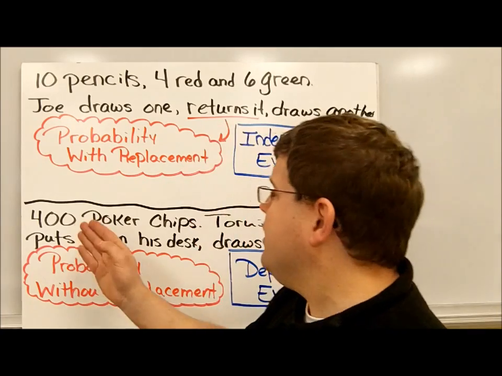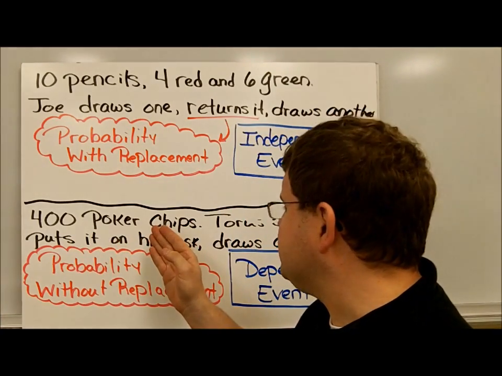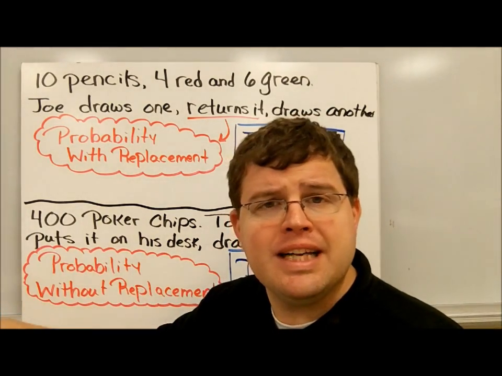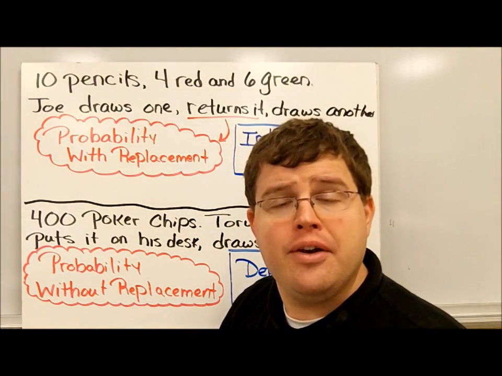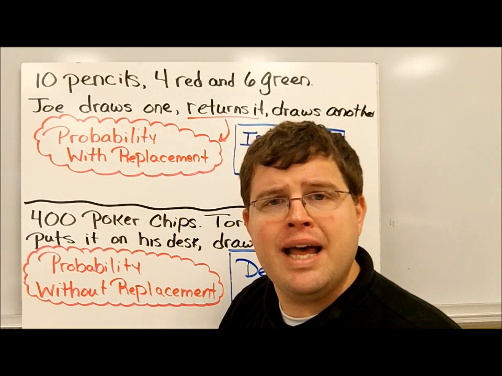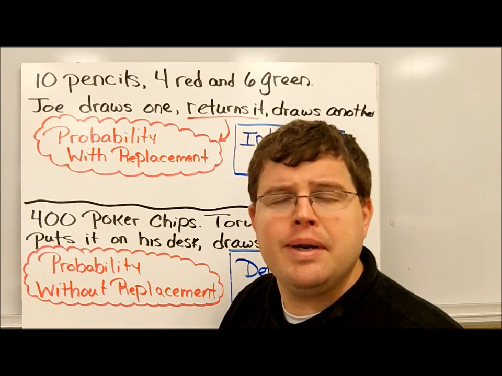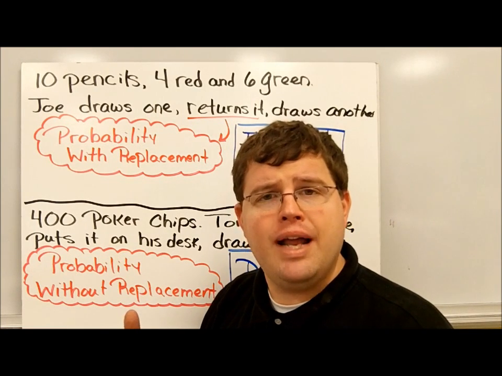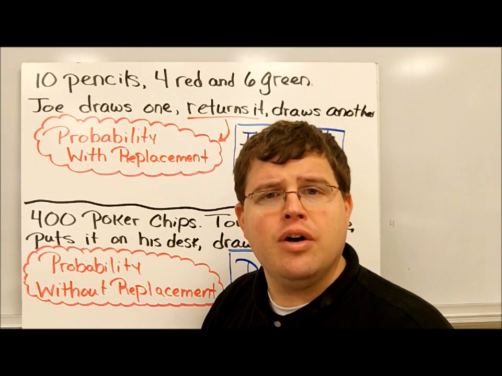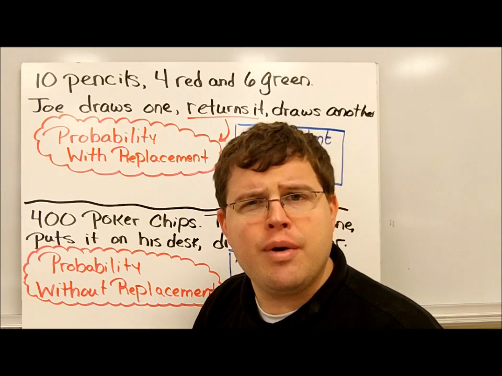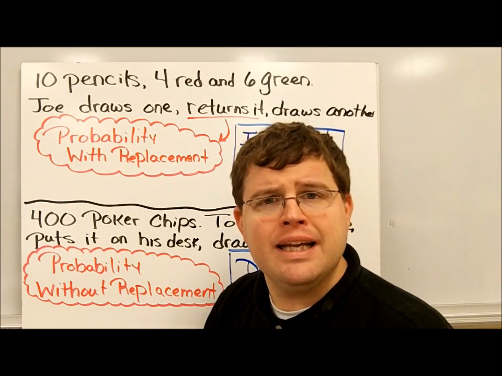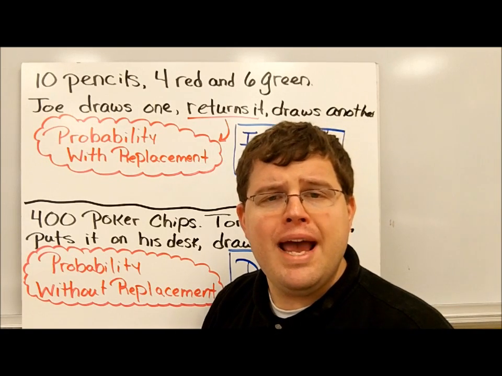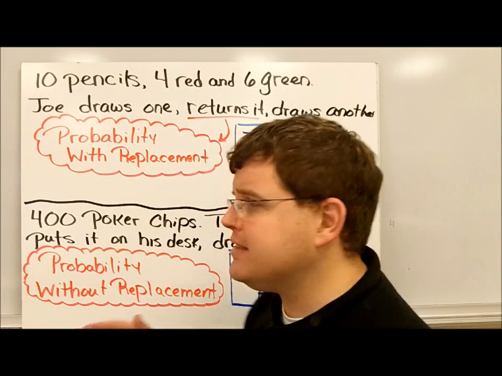On the other hand, here we have 400 poker chips, and Taurus draws out a poker chip and puts it off to the side. Well, now there's only 399 poker chips left in that box. And because we didn't put it back, what happened the first time had a big impact on what could happen the second time. As a result, we have probability without replacement. Since we didn't replace it, the first event impacted what could happen the second time. We have dependent events.